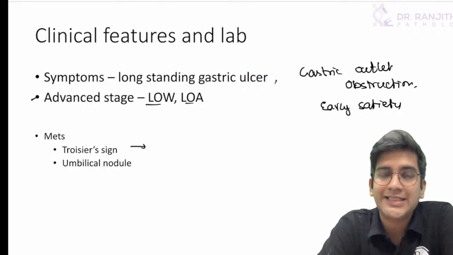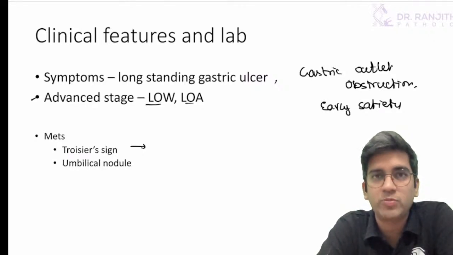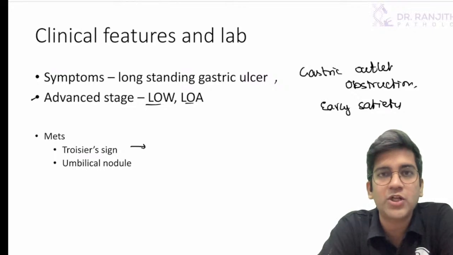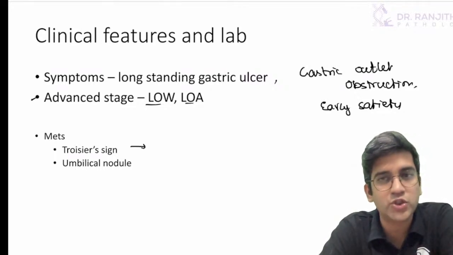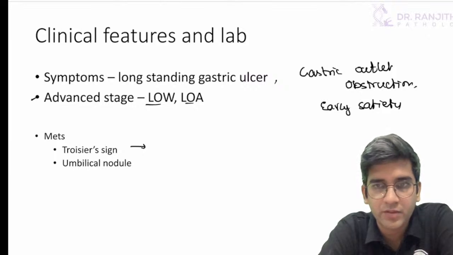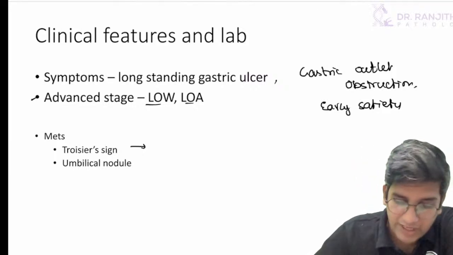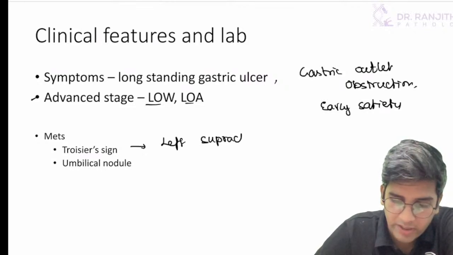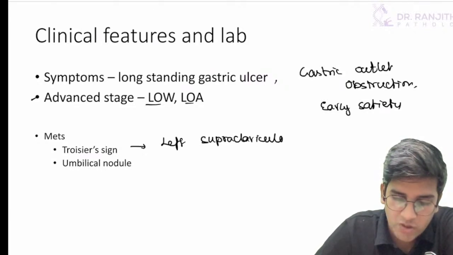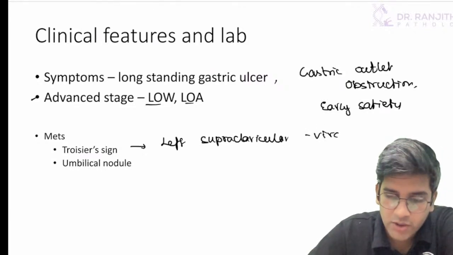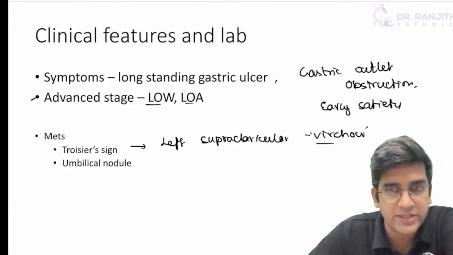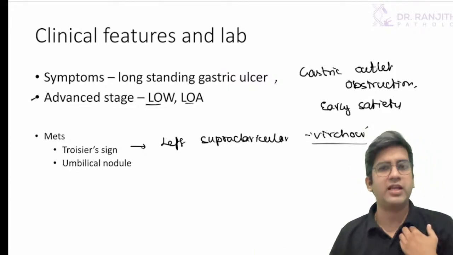Trossier's sign is a classical finding seen in gastric carcinoma where you have an enlargement of one particular lymph node. What lymph node is that? The lymph node is called Virchow's node. Perfect. You have the left supraclavicular lymph node enlargement, so we call it Virchow's node. So Virchow's node enlargement is mentioned as Trossier's sign. Okay, left supraclavicular lymph node enlargement.